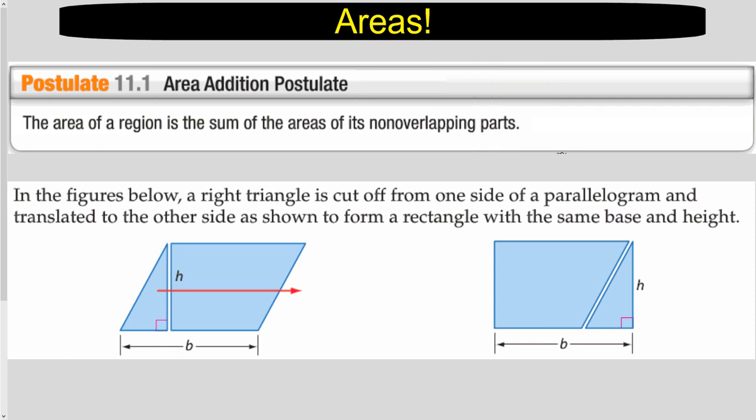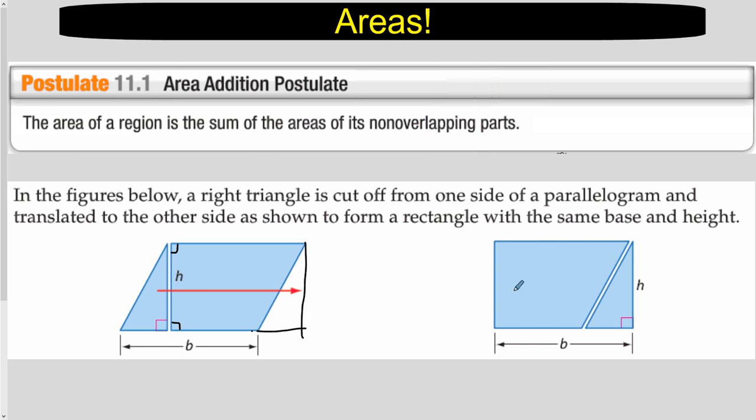It's not rocket science. So in the figures below, a right triangle is cut off from one side of a parallelogram and translated to the other side as shown to form a rectangle with the same base and the same height. So you'll notice we have a parallelogram, right? Remember, parallelograms have two pairs of opposite, parallel, and congruent sides. If I cut a little triangle off of this, making these right angles, and I slide it over here, I cut a small piece off of the base, but I'm sticking it together on the other side of the base, and I'm connecting it over here, we end up with a rectangle.